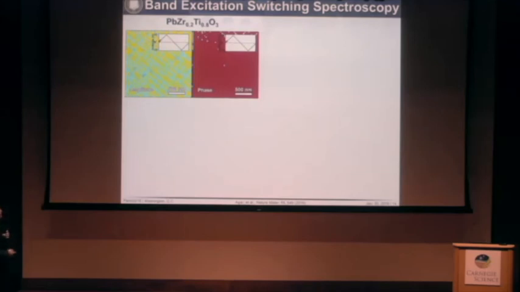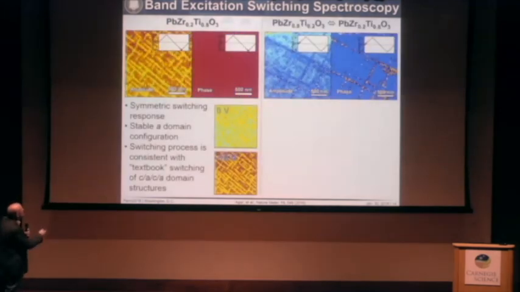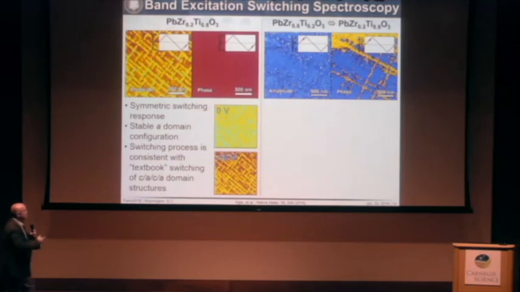If we do this for the parent 20/80 PZT, we see very classic sorts of switching behavior that we would expect to see. We can see A domains running across the structure here. It kind of switches uniformly. We get symmetric switching response, textbook behavior.